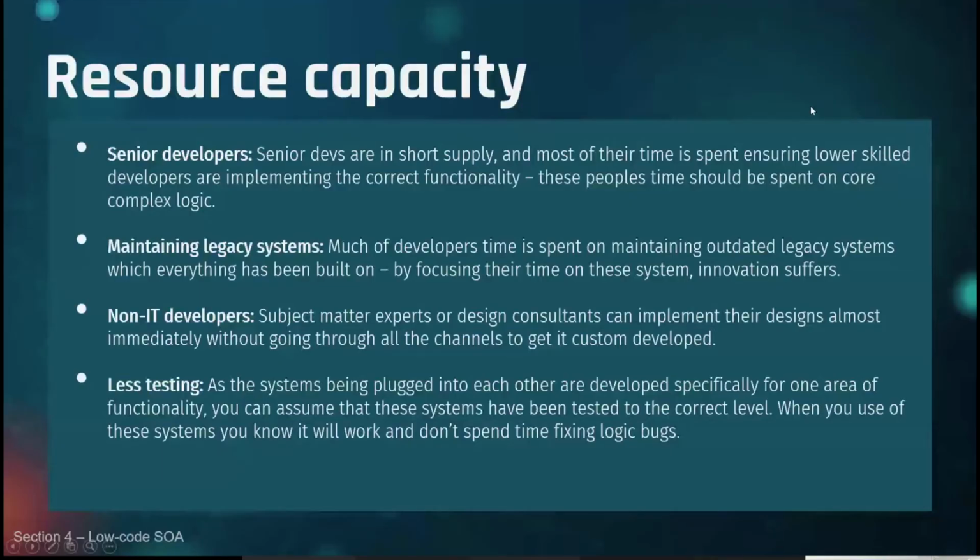So with that in mind, this brings us on to the second biggest driver of low-code adoption, which is resource capacity. Now, a major bottleneck in companies for innovation is resource capacity. They don't have enough skilled developers to keep up with the rate of change, because much of this time is spent maintaining existing systems. So here are some points around that.